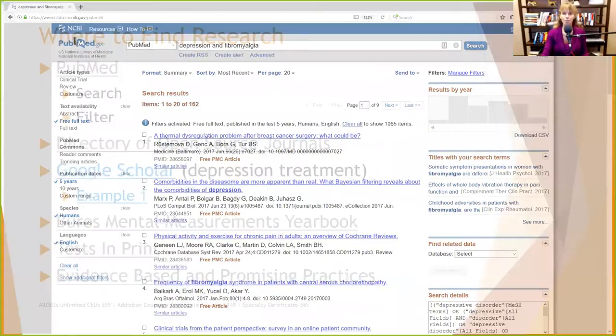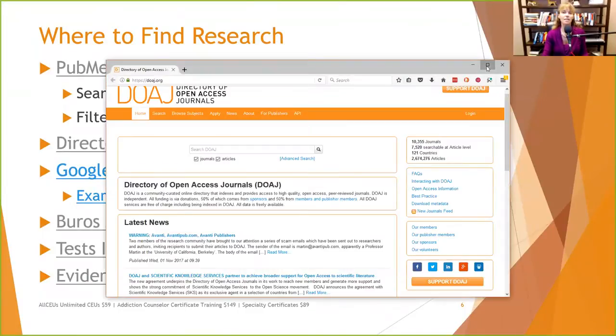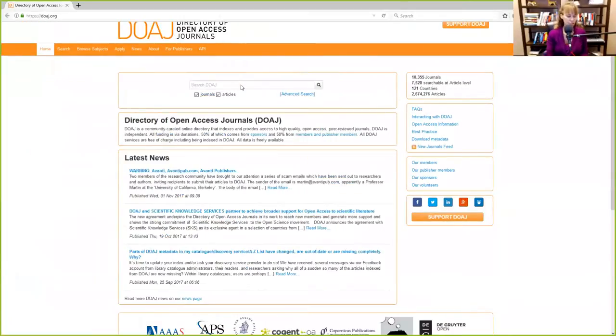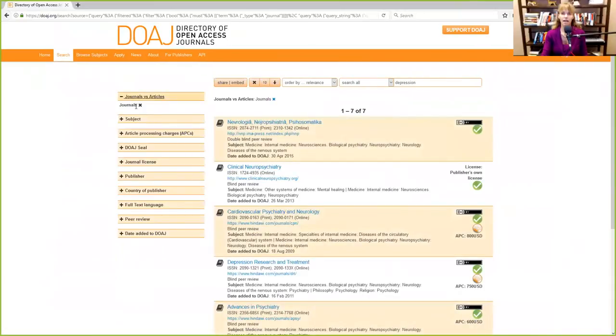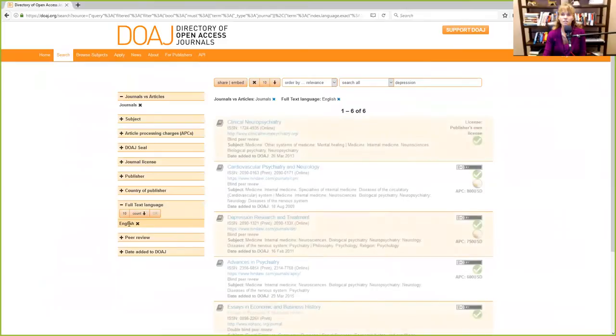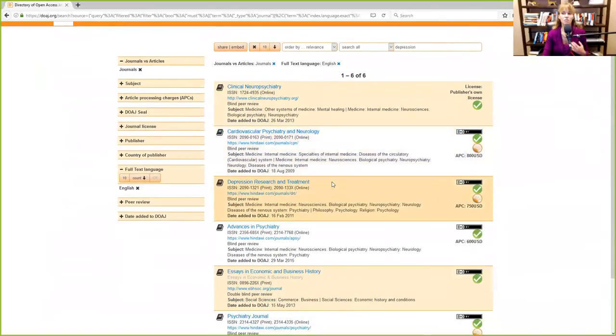Now, directory of open source journals. Whoops, here it is. I already got it open. This is another great site, and so I just want to look for journals, and we're going to talk about depression, full text language English. So these are journals that you can read for free and access reviewed articles. So clinical neuropsychiatry, for example.